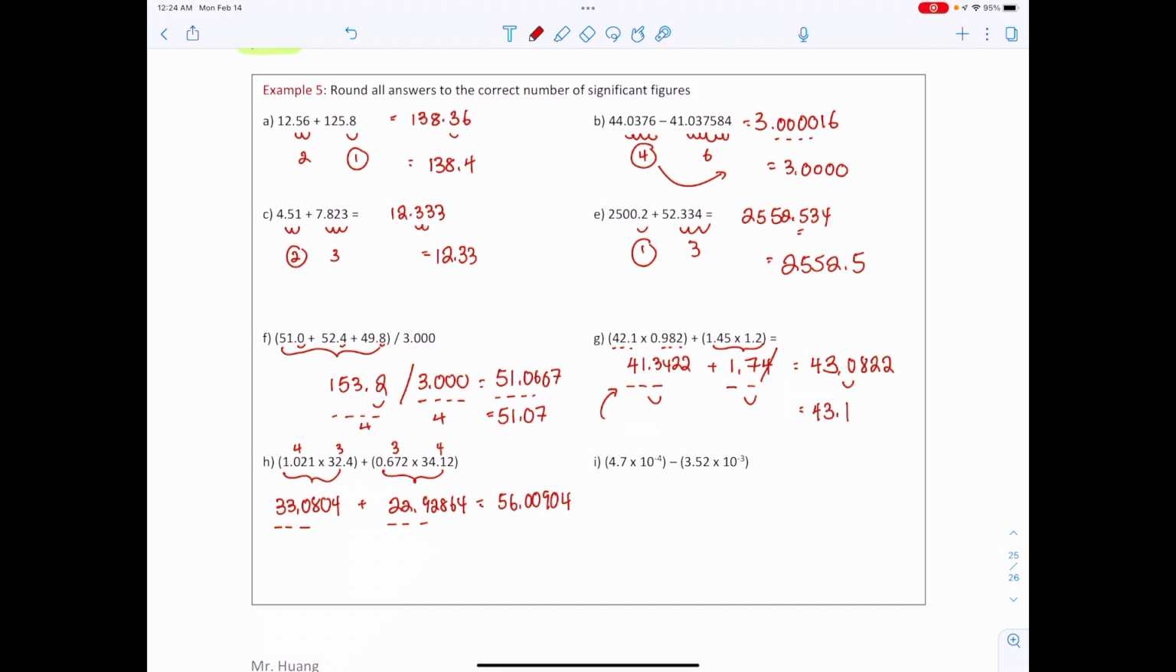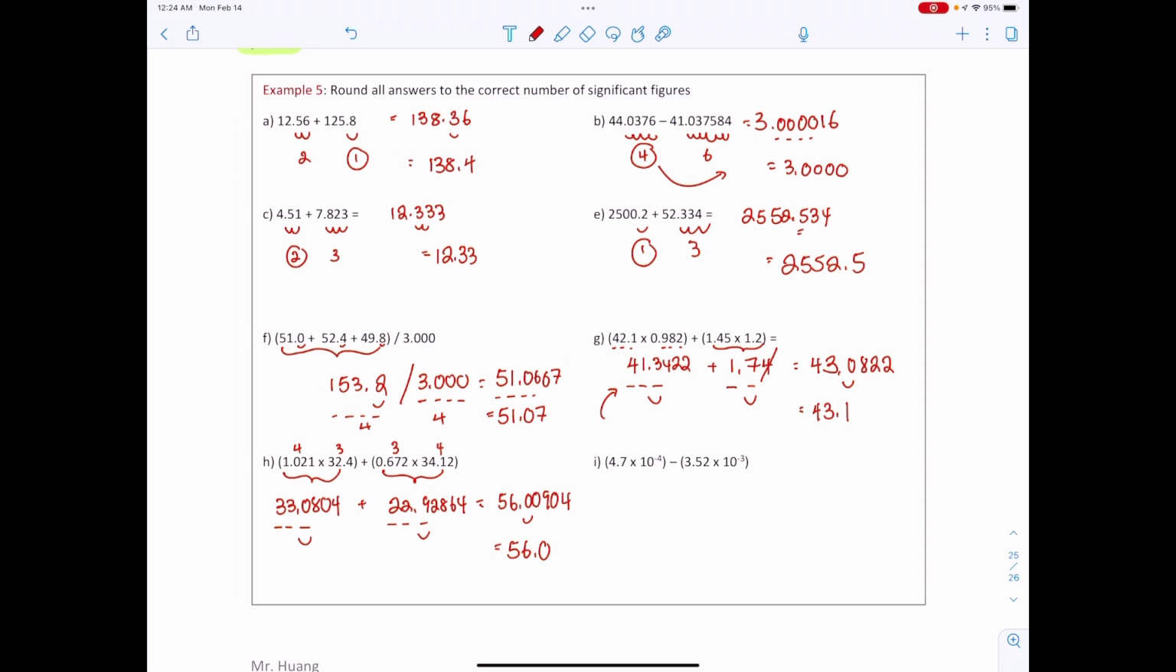So when I'm adding, I want to keep that in mind. When I'm adding and looking only at the decimal places, this is 1 decimal place, 1 decimal place, which means our answer will have 1 decimal place. So our rounded answer is 56.0.